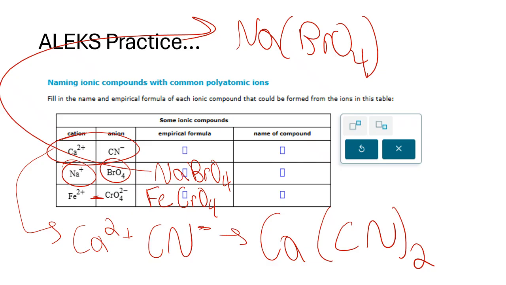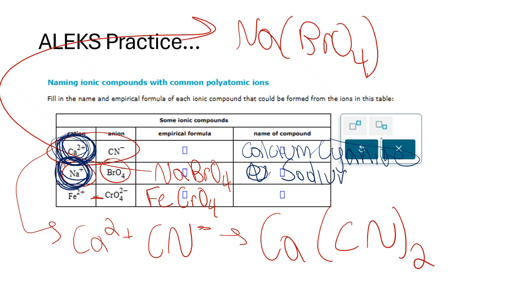Calcium is a group 1 element, or group 2 element. Sodium is a group 1 element. So we don't need Roman numerals, and we don't change the word of the polyatomic ion. We have just what they are. However, that's going to be iron chromate.